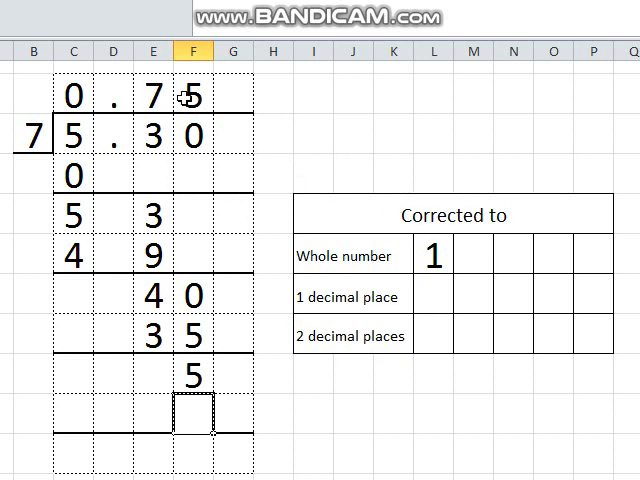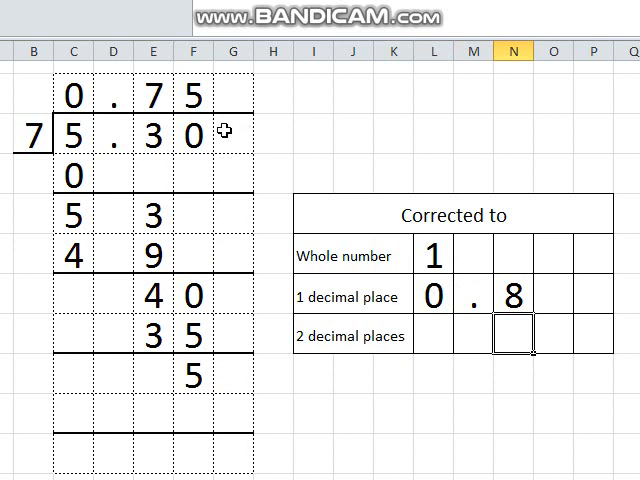Let's see, this one has 2 decimal places, and when you want to correct to 1 decimal place, you just round it. So 0.75, the closest 1 digit decimal is 0.8 when you round it, just like that. Okay, so let's continue again.